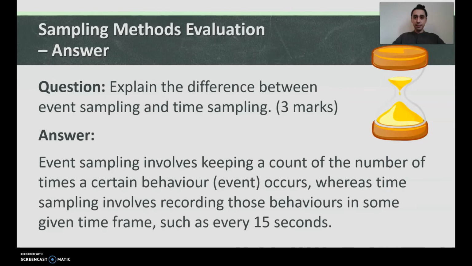Event sampling involves keeping account of the number of times a certain behavior or event occurs, whereas time sampling involves recording those behaviors in some given time frame, for example, such as every 15 seconds.